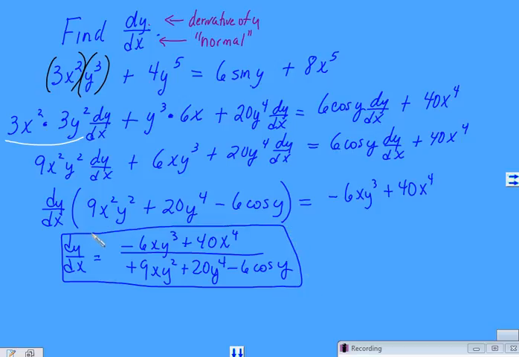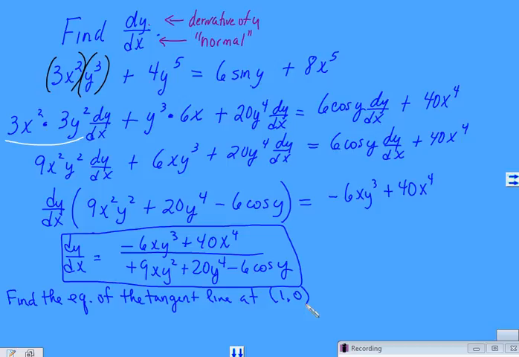Now, I want to take this one step farther, though, and show you that you really can find the equation of a tangent line using this process. They might say, find the equation of the tangent line at the point 1, 0.